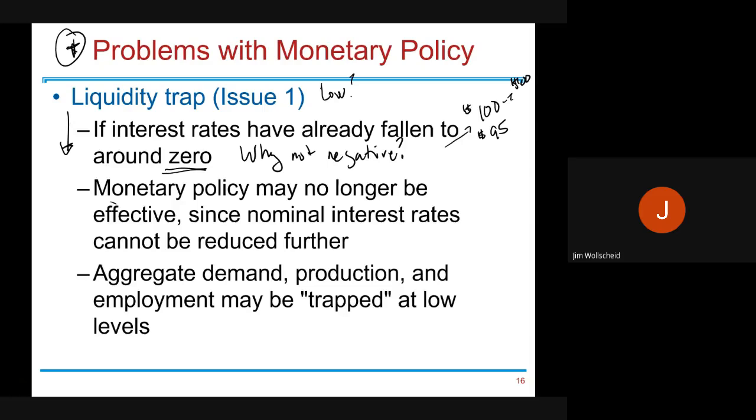in order for monetary policy to work, what has to occur? I mostly have to get investment from businesses. And why do businesses invest? The major reason businesses invest is future profitability.